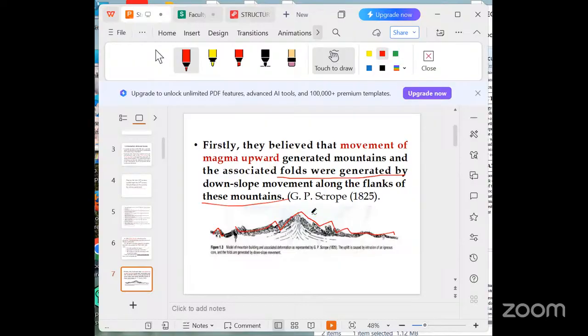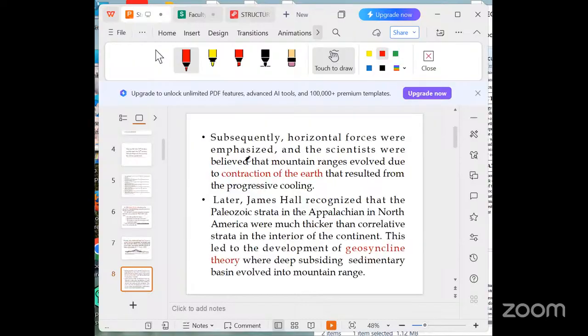These are the faults. So subsequently, the horizontal forces were emphasized, and scientists believed that mountain ranges evolved due to contraction of the earth. That resulted from the progressive cooling, right?